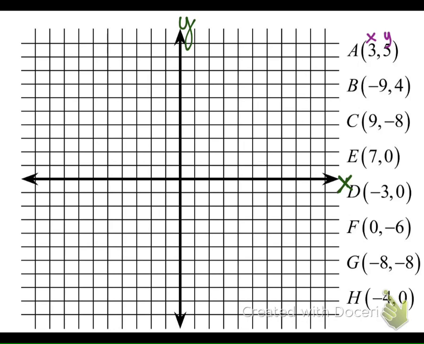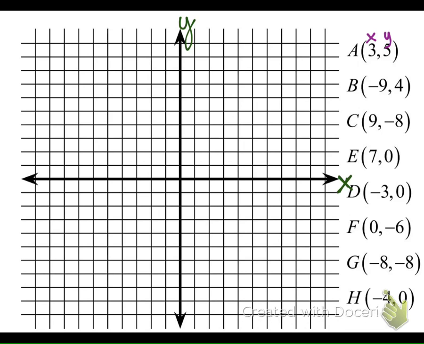Now, when I plot a point, it's only going to have one spot that I'm going to put that point. So I'm going to start at my origin. Now, I always do x first. So x means I'm going to go left or right first, then I'm going to go up or down. So what's my x for A? So I'm going to go left or right 3. So I'm going to go 1, 2, 3.